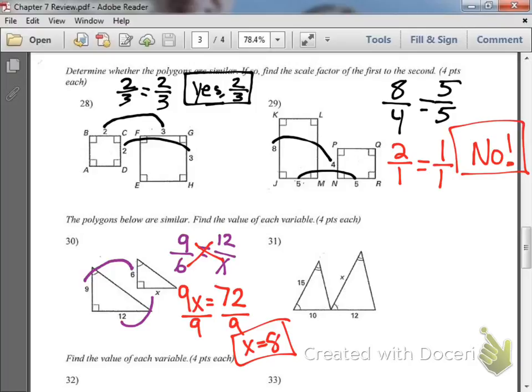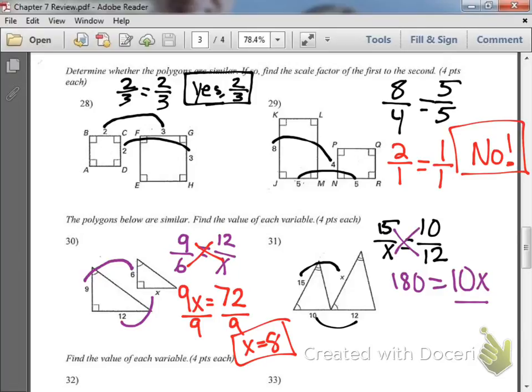All right, we're going to start the next one the same way. It looks like the one on the left is a little smaller, so I'm going to actually do small over big. So 15 over x equals small over big, x over 12. Cross multiply, you get 180 equals 10x. So what's x going to equal? 18. Very good. Questions?